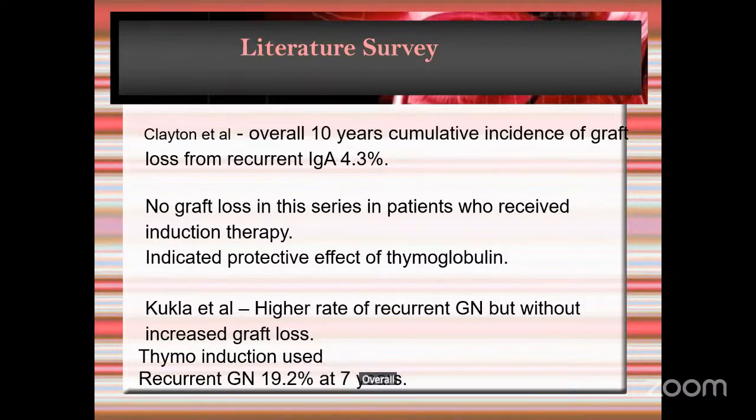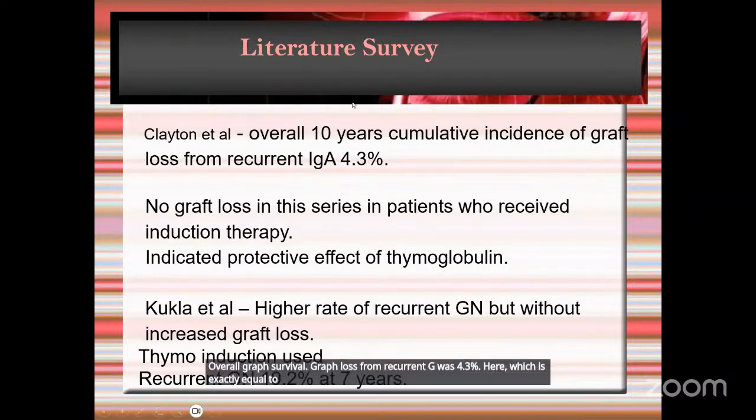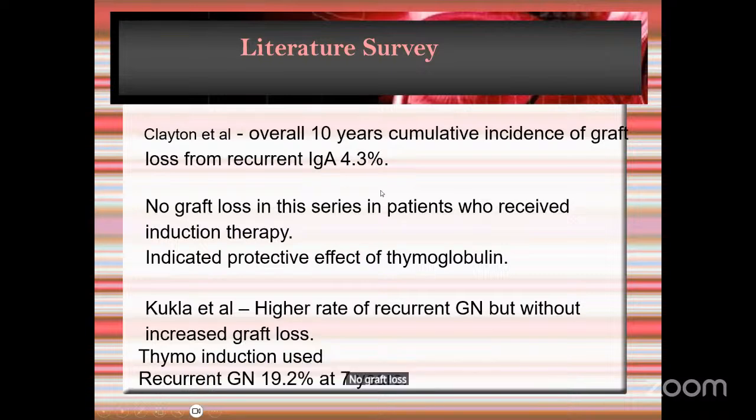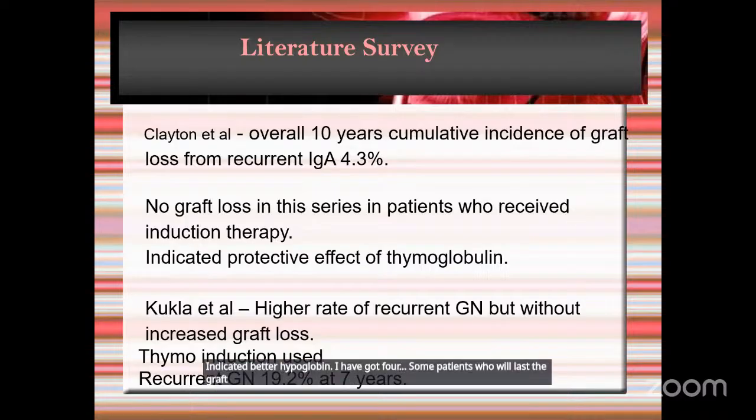Overall graft loss from recurrent GN was 4.3% here, which is exactly equal to mine of about 4.2% graft loss. No graft loss in this series for those patients who received thymoinduction, indicating better thymoglobulin. I have some patients who have lost the graft, 12 patients out of this entire group, in spite of thymoinduction. But this is showing a protective effect.